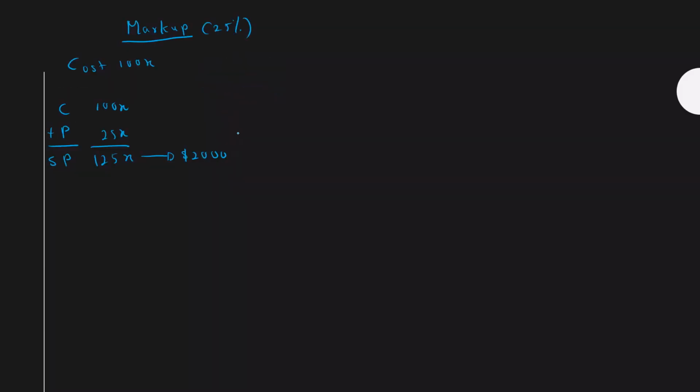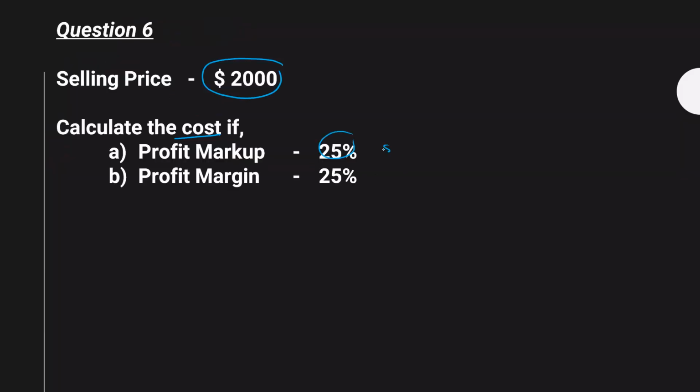Selling price is $2,000. If that is the case, how much is 100x? That's what I want to calculate now. So 2000 divided by 125x will give me the value for 1x. Likewise, I want to find how much is 100x. Let me do the calculation: 2000 divided by 125 into 100. I am getting a cost of $1,600. So according to the markup method, the cost is $1,600. Now you can see how easy this technique is.